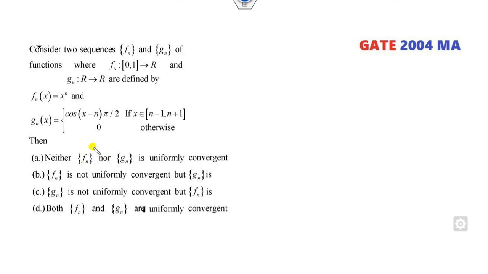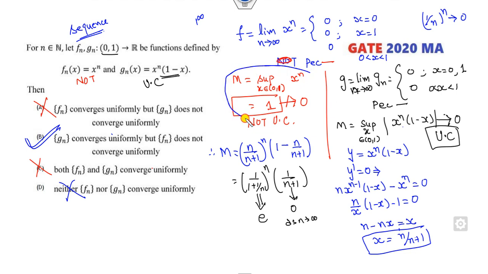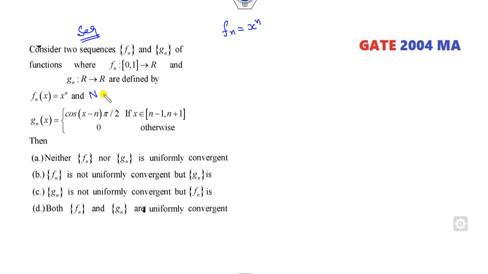Okay, again they are talking about the sequence. Fine. So you can start with the Fn firstly. So Fn is x^n, which is similar to this. You can see that this is not a uniform convergent. So it means Fn is not uniform convergent.